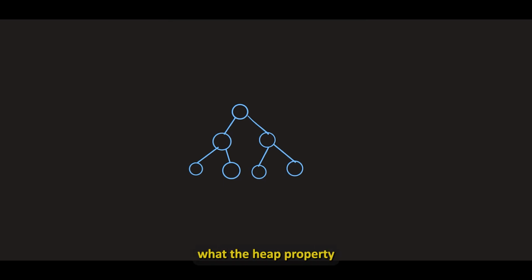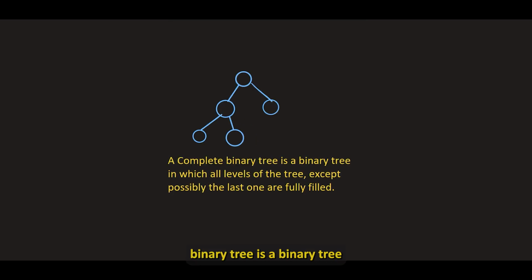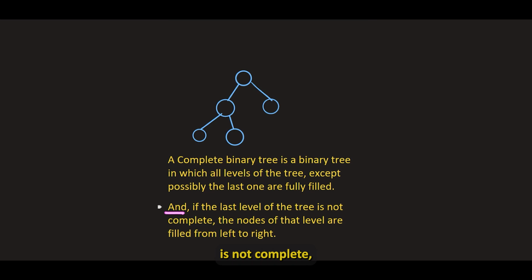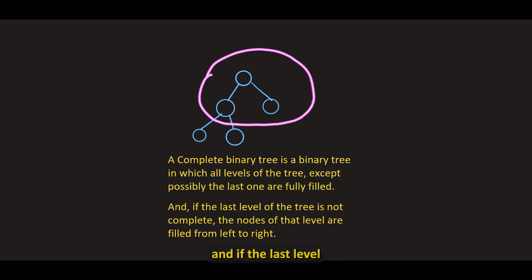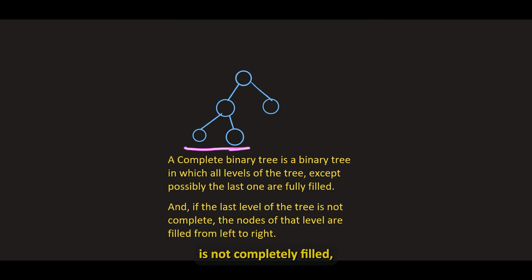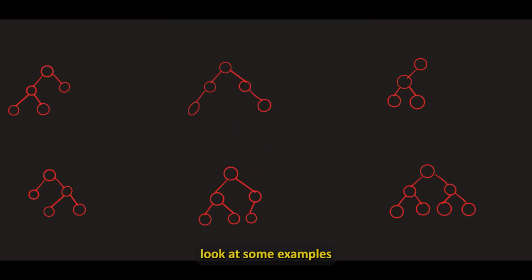Since we know what the heap property is, let's discuss what a complete binary tree is. A complete binary tree is a binary tree in which all the levels of the tree except possibly the last one are fully filled, and if the last level of the tree is not complete, the nodes of that level are filled from left to right. In other words, every level except the last level should be completely filled, and if the last level is not completely filled, it should be filled from left to right. So let's look at some examples and check if these trees are complete binary trees.